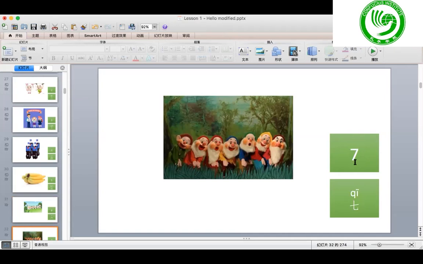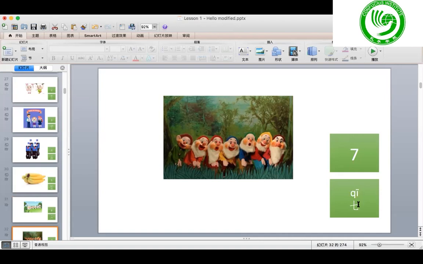So we have learned 1 2 3 4 5 6. This is 7. In Chinese is 7. 跟我读7。7。很好。One more time. How to say 7 in Chinese?